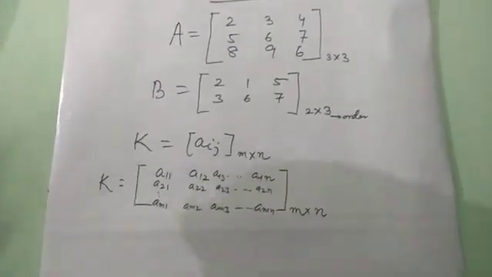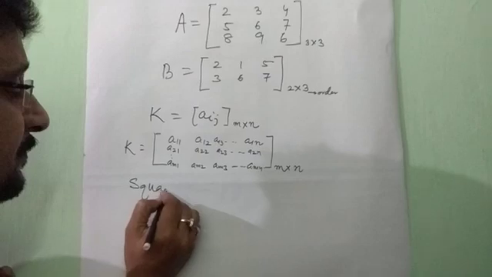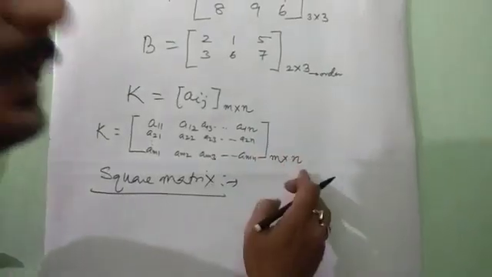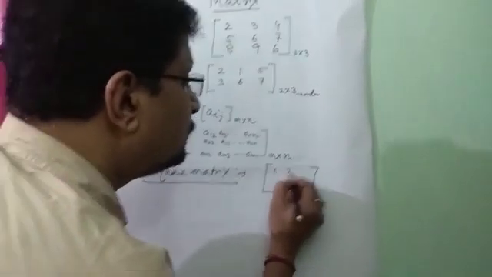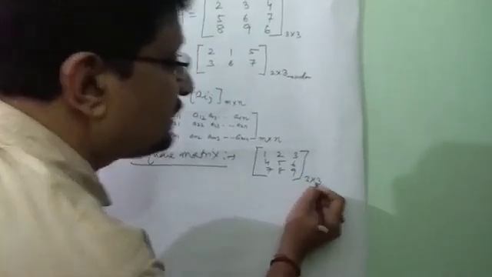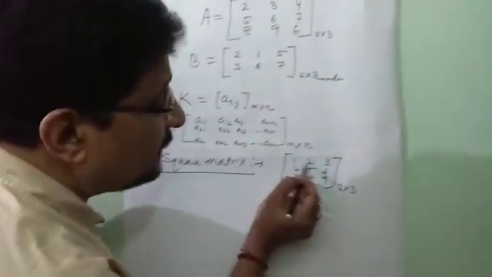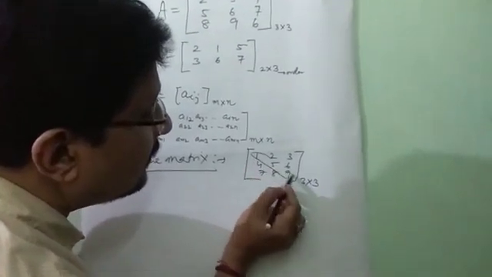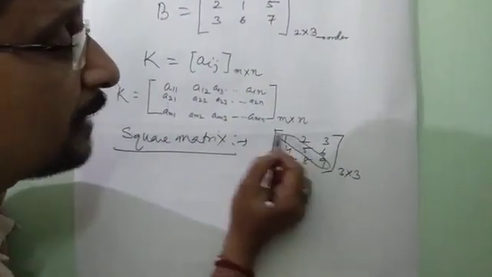Now come to the types of matrix. First, the square matrix. What is a square matrix? When M is equal to N, that means the order is the same. Suppose here I am writing 1, 2, 3, 4, 5, 6, 7, 8, 9. So the order is 3 by 3. So this is a square matrix of 3 by 3 order. In this square matrix, these are called the diagonals. This is the principal diagonal, and this diagonal is called the auxiliary diagonal. But we will work with the principal diagonal, the main diagonal.